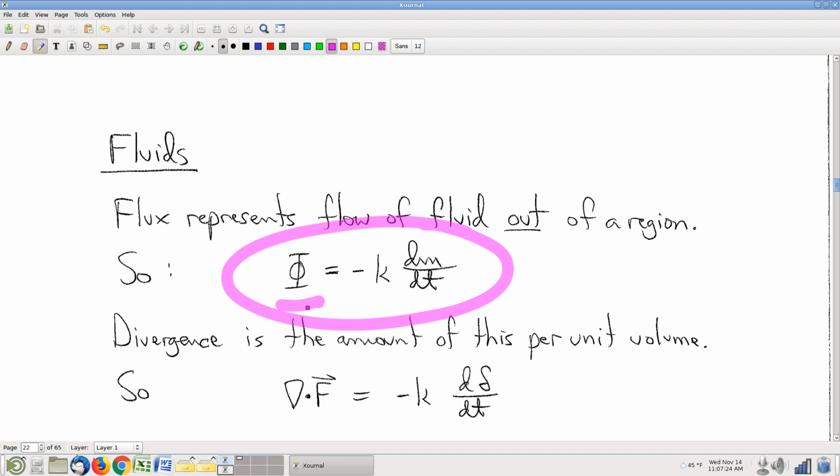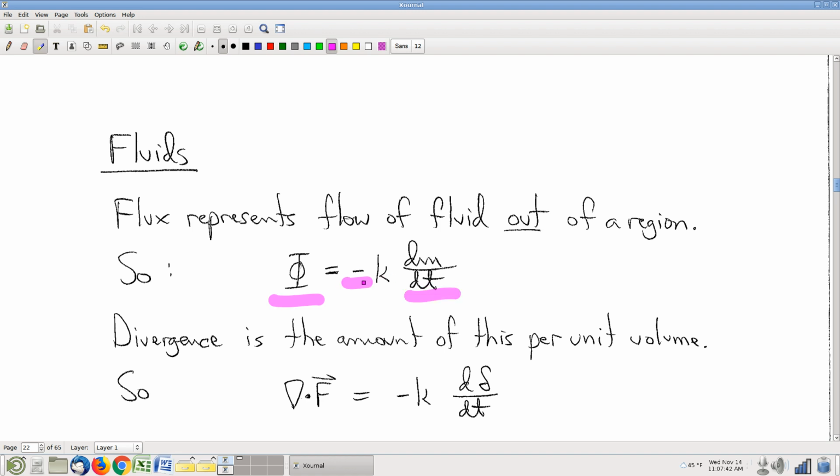And so the punchline is, flux represents, in total, how much stuff, what's the rate that stuff is flowing out of this region? Total quantity of stuff per unit time. And so that's what we have here. Flux represents the rate at which stuff is leaving the region.